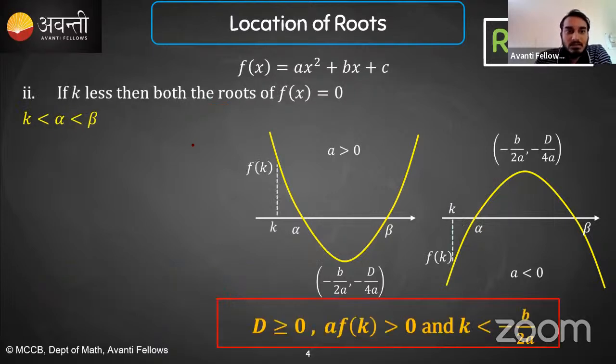Then the second case: if k is less than both the roots, the first condition is D should be greater than 0. The second condition is that k lies outside the interval alpha, beta, so a into f of k is greater than 0. The third condition is that the x coordinate of the vertex should be greater than k. Yes or no? So this is the condition.